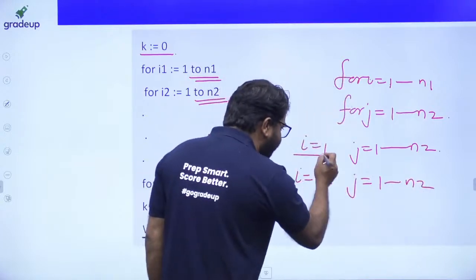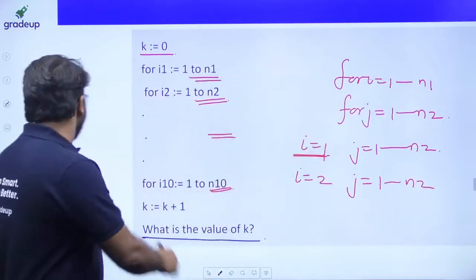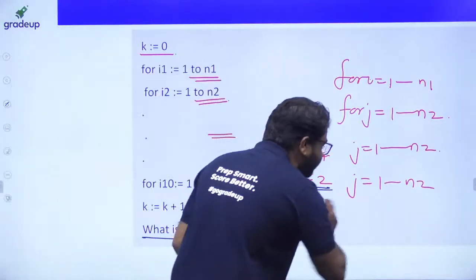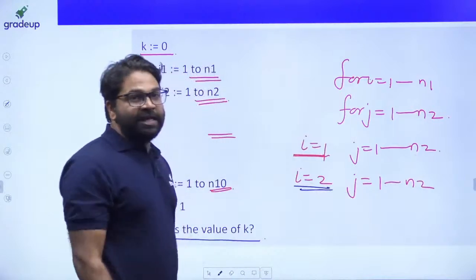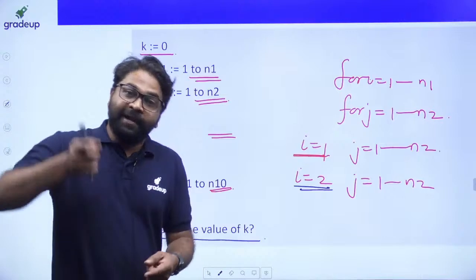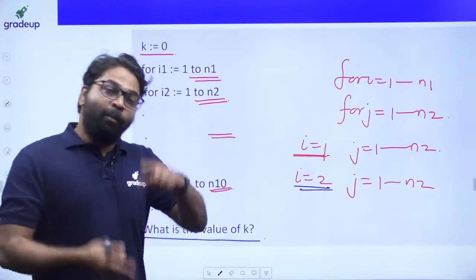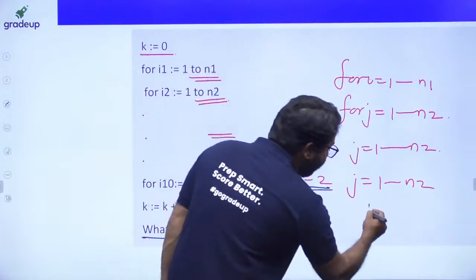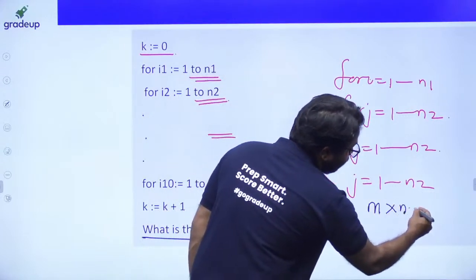Each of n1 ways we can perform n2, and both the things are happening simultaneously. हर एक n1 के लिए n2 हो रहा है. जब हर एक n1 के लिए n2 होगा, both the things are happening simultaneously, then how many times it will be moving, and then you will be getting n1 into n2.